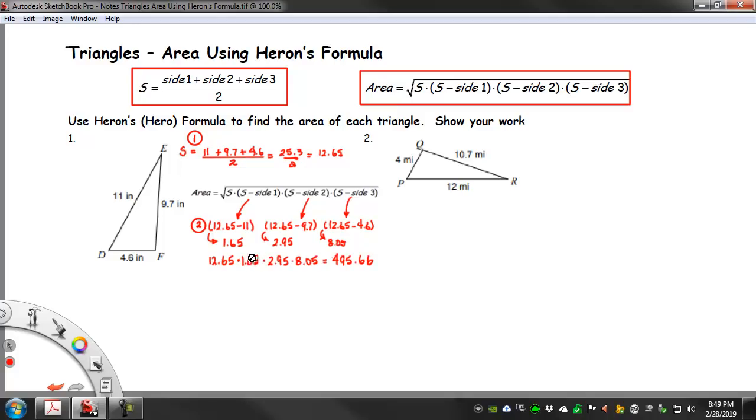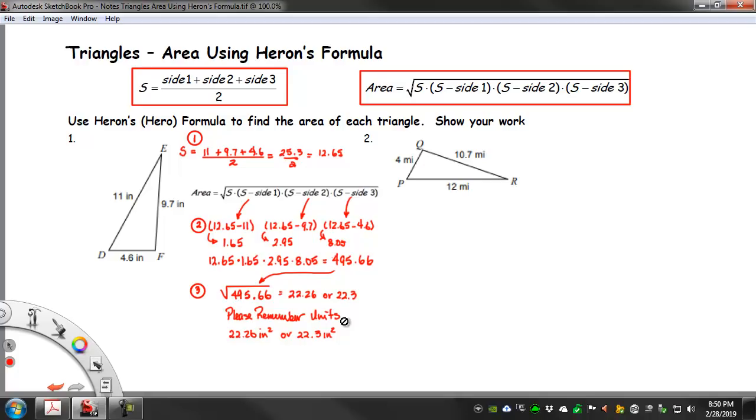Now I'll take all those numbers, those are the three numbers that I have here, I'm going to times it by S. So this S here times those three numbers, which are these here, and I get 495.66. Now once I get that, that's on the inside of this. Now I want to take the square root of that, and that is step number 3. I get 22.26. Or if you want to, you can round it off to the nearest tenth and you get 22.3.